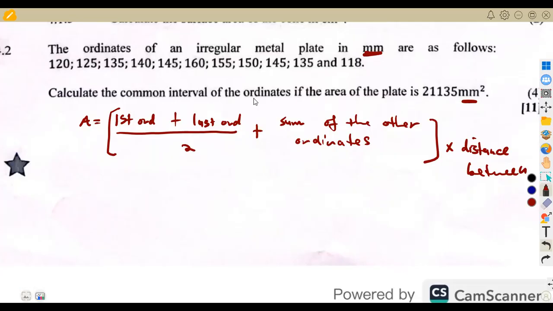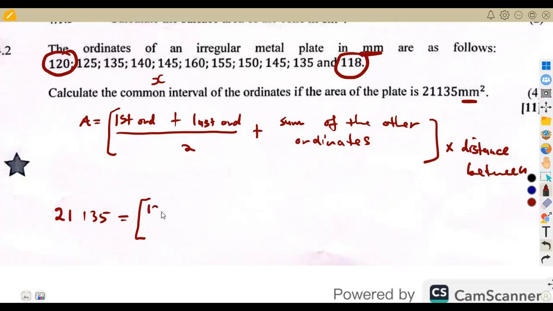So maybe you can just write your common interval as x or h, whatever letter that you want, all right? But what you just need is to substitute. We have the area, we are given everything. The area is given as 21,135. So this is going to be equal to what? We are going to add the first ordinate and the last ordinate. So this is our first ordinate here, and this is our last ordinate. So we add these two together.